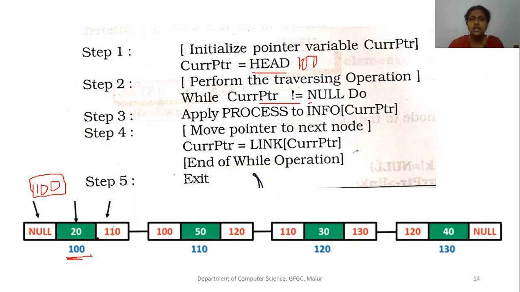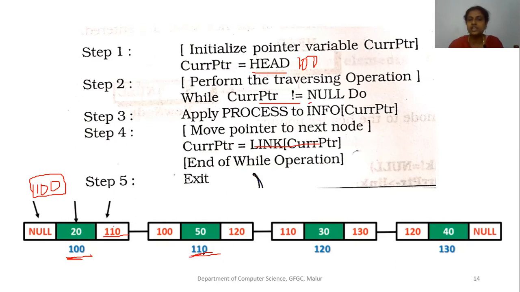No, it is not null. So what will happen? My control will move to the link of the current pointer. What is the link of the current pointer? 110. So I will jump to this position. When I come here, this is the current pointer and this is the previous pointer.